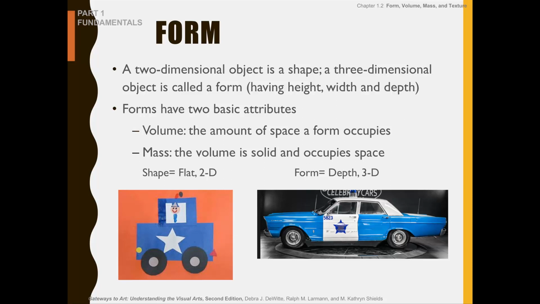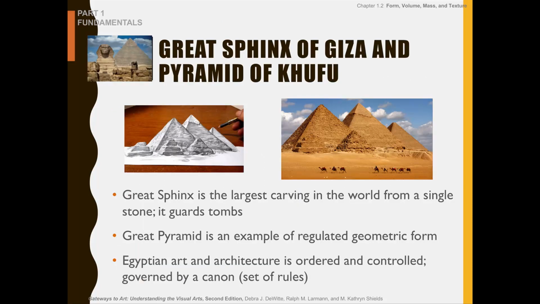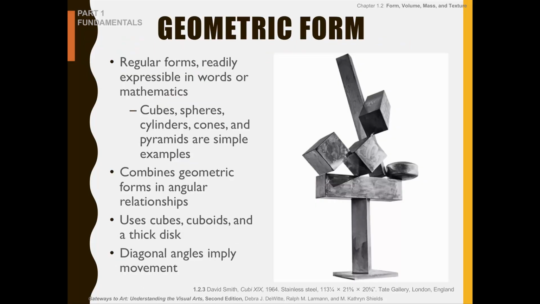The correct way would be to say form. When you look at this child's illustration of a police car, you can see it's flat, it's made from shapes. Now form is like a three-dimensional shape, is what we're saying. So form just means it has depth. Your book uses the Great Pyramids in Egypt as an example of that. On the left we have a flat drawing, and then we have a photograph, which means the pyramid is 3D.